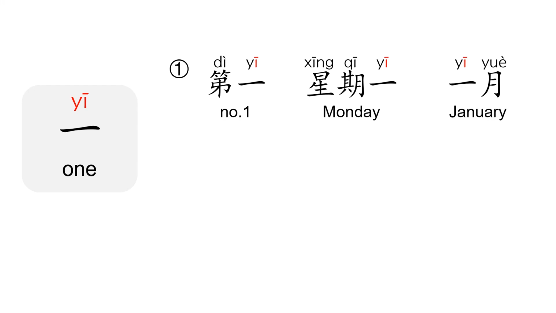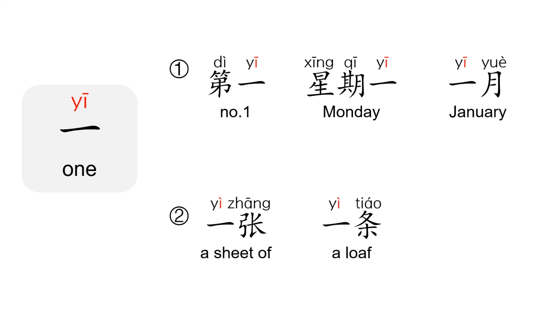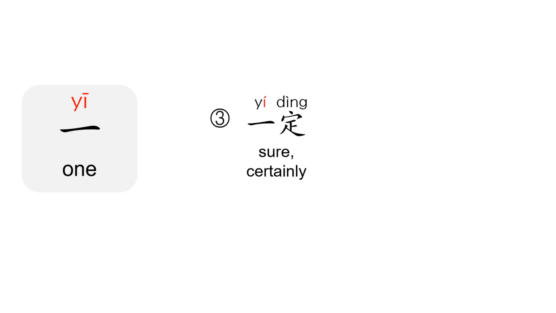When yi is followed by a syllable with the first, second, or third tone, it changes into the fourth tone. For example, 一张, 一条, 一种. When yi is followed by a syllable with the fourth tone, it changes into the second tone. For example, 一定 and 一块.